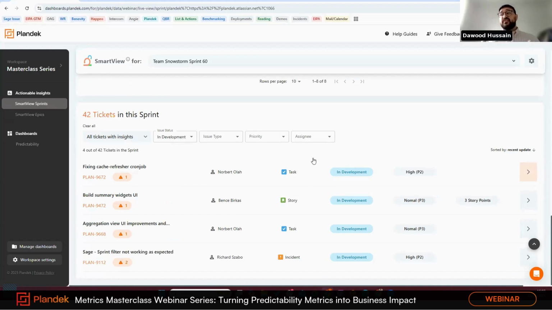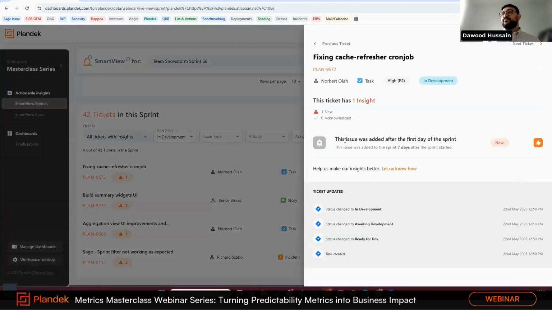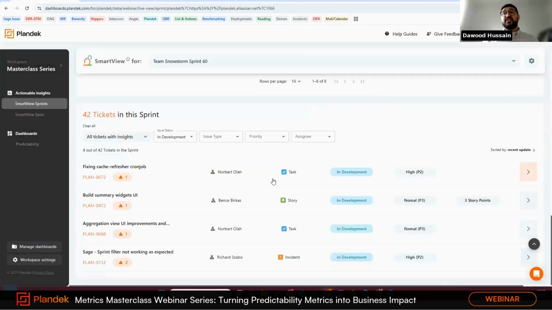So that whole stand-up process and session that we go through every morning, trying to understand what we have as blockers and what we need to do to complete all the tickets, whether that be the initial commitment or the work added, to get to the end of the sprint with full completion, I can do that here. The added benefit is I can highlight the tickets that have insights and say, okay, there's a fixing cache refresher cron job ticket here. Let me click on the insight. The issue was added after the first day of the sprint. It was added midway through the sprint. Okay, I'll speak to Norbert and see what needs to be done to finish that off. And is that a risk to some of the other tickets that he has in his to-do list as well? So yeah.